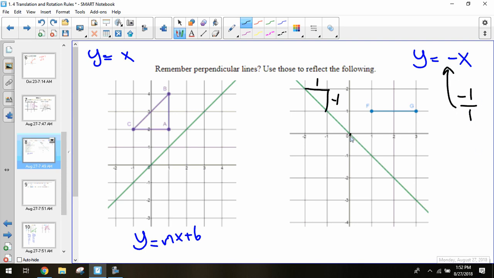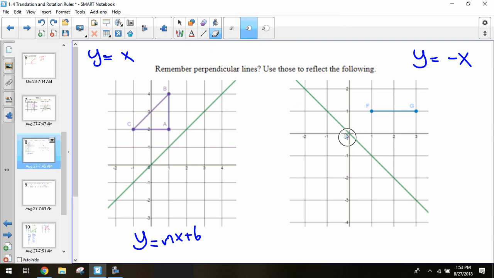Once again, my intercept is 0. So that's how I know these two equations are y equals x and y equals negative x. These are the most common equations I ever see for reflections. Y equals x and y equals negative x are the ones that show up on your state test. They show up all the time, so it's important to be able to recognize them.